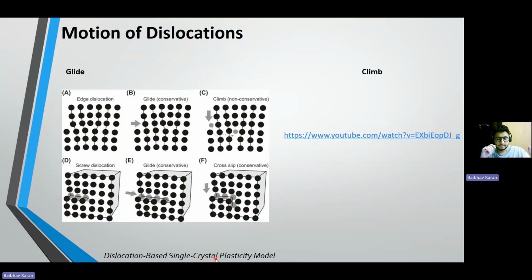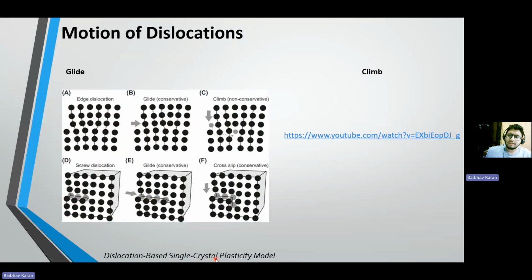One point I told you earlier is that in glide, the glide plane contains the dislocation line as well as the Burgers vector. So as the climb happens, away from the dislocation out of the glide plane, that means it will go perpendicular to the glide plane. It is not present in the glide plane. The movement of the dislocation is perpendicular to the glide plane in case of a climb.